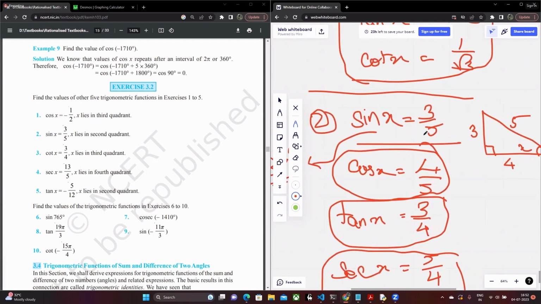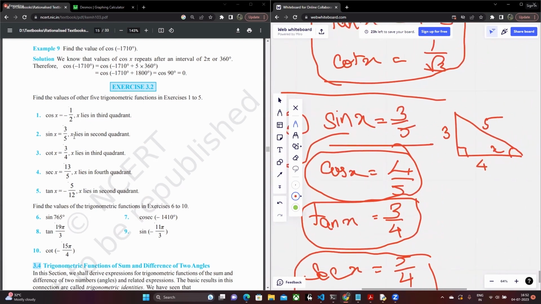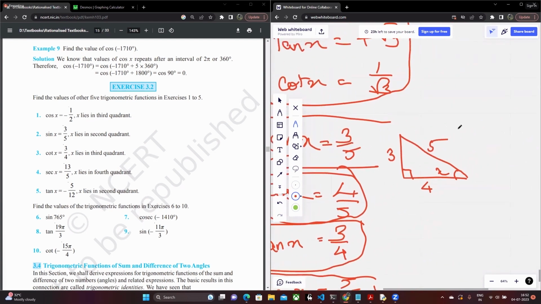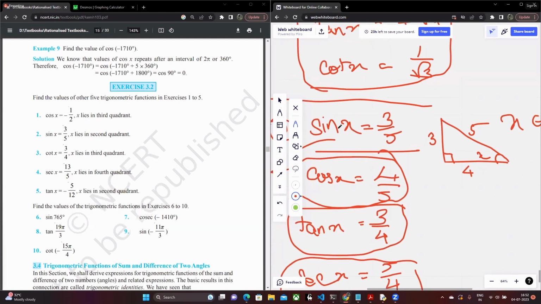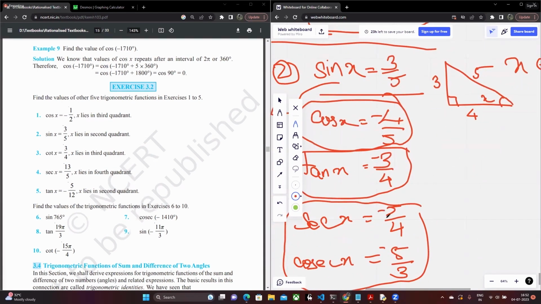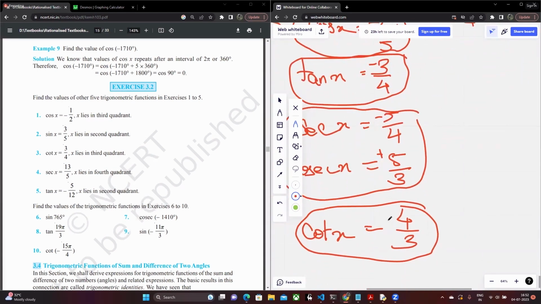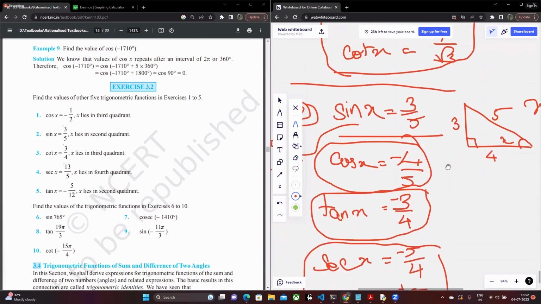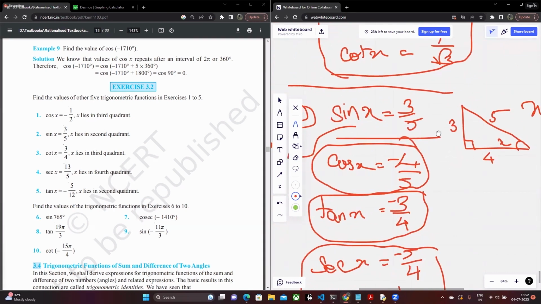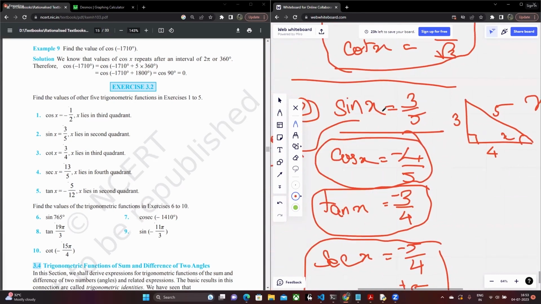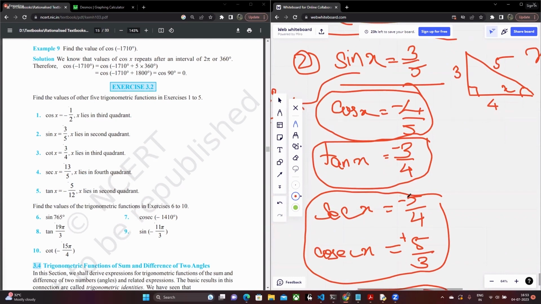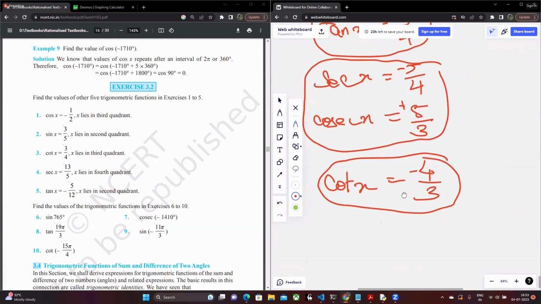The only problem is I've neglected to mention where x lies. Since x lies in the second quadrant, that means that sine is positive, cos is not, tan is not, secant x is not, cosecant is positive, and cot x is negative. Therefore, the actual values when x belongs to the second quadrant are: sin x is 3/5, cos x is minus 4/5, tan x is minus 3/4, secant x is minus 5/4, cosecant x is plus 5/3, and cot x is minus 4/3.